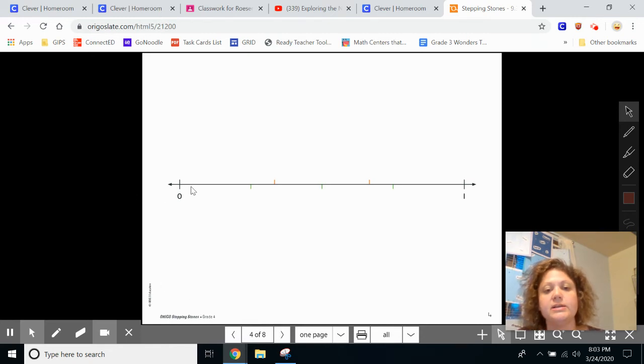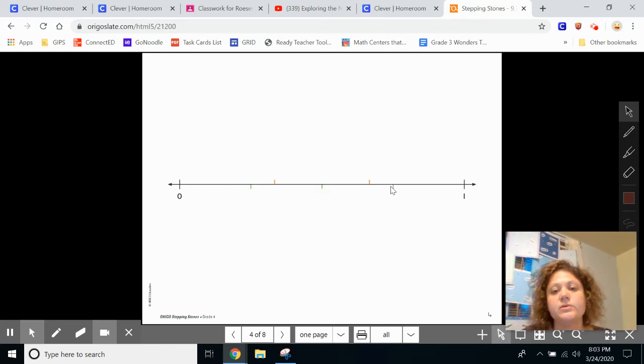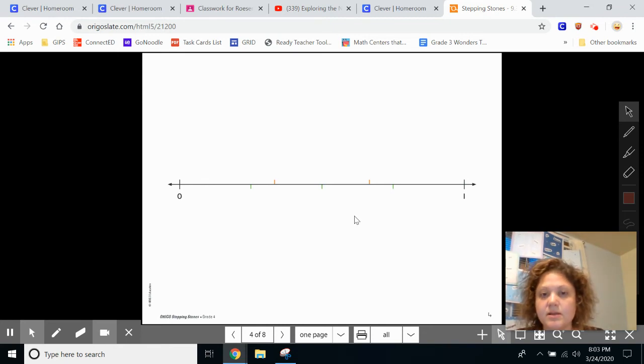Now, this number line looks a little different, and you need to notice that there's red at the top and green at the bottom. Do you see those little marks coming out? Because we're going to be comparing the length of fractions with different denominators. So we're going to record one of the fractions at the top of the line, and we're going to record the other fraction with the different denominator at the bottom of the line.